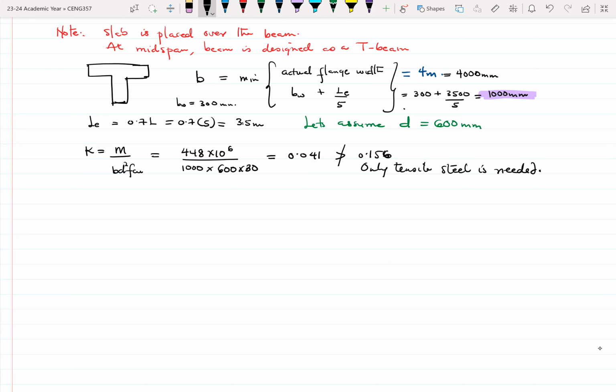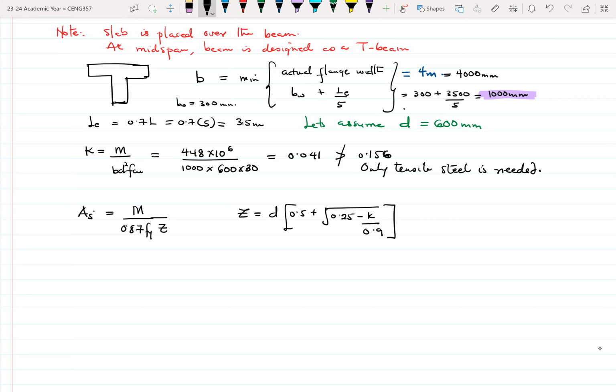So once we find K, we need to find AS. All right. So AS, which is the area of steel required, is equal to the moment divided by 0.87 Fy times Z. But what is Z? Z is equal to D into bracket 0.5 plus square root of 0.25 minus K over 0.9.